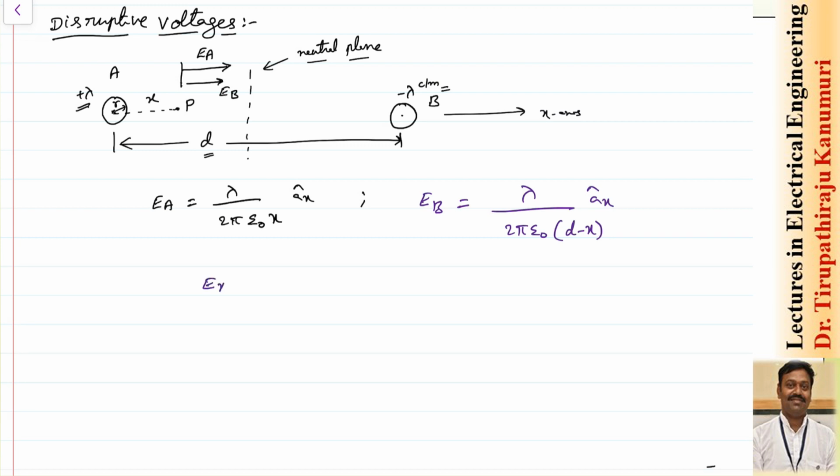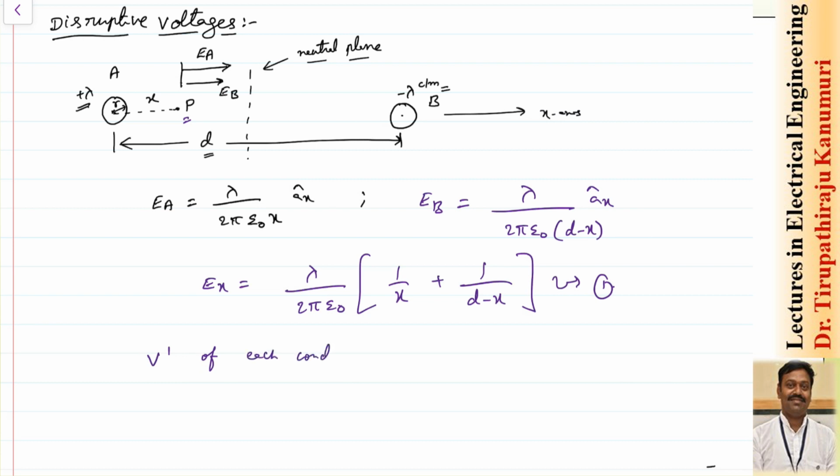So we can say that the net electric field intensity at this point P, due to both the charges, can be written as lambda by 2 pi epsilon naught into (1 by x plus 1 by d minus x). Let us take this as equation number 1. Now let us assume the potential gradient is V dash of each conductor with respect to the neutral plane. The neutral plane is in the center.